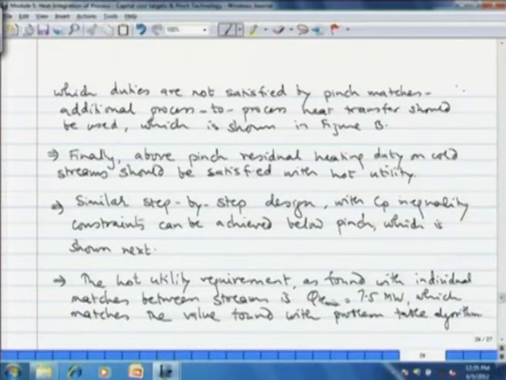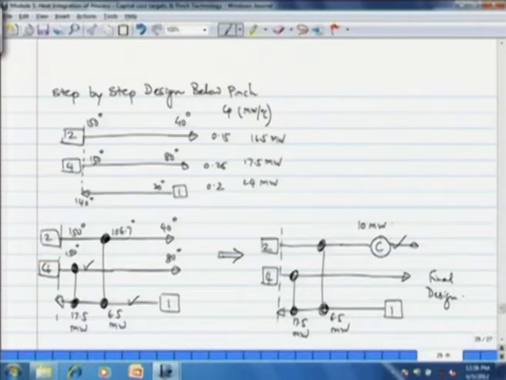Similarly, we can show a step by step design with Cp inequality constraint for the below pinch region, which we see now. The hot utility requirement as found with the individual matches between the streams is QH minimum equal to 7.5 megawatt, which was exactly the same as the value found with the problem table algorithm in our previous lecture. So that point we note here. Now we go for below pinch region. Here we see the step by step design. I have made a stream grid. The pinch temperatures are 150, 140 degrees.